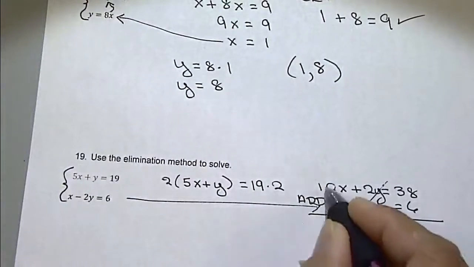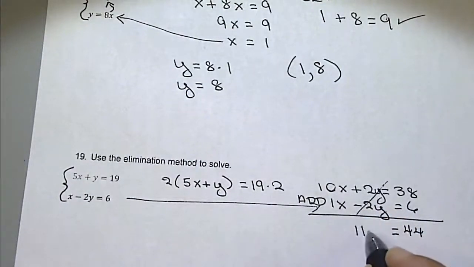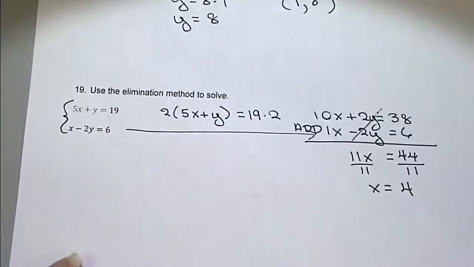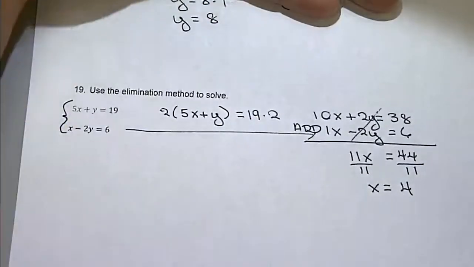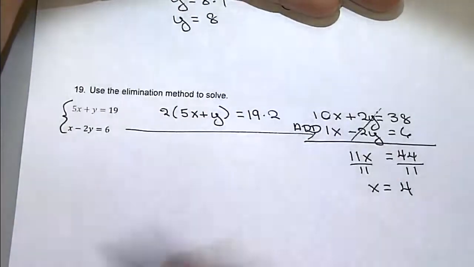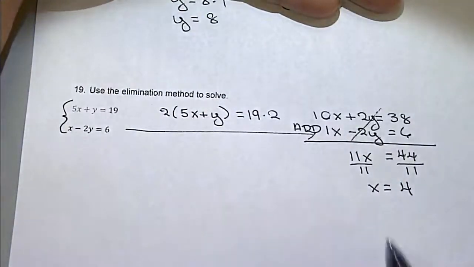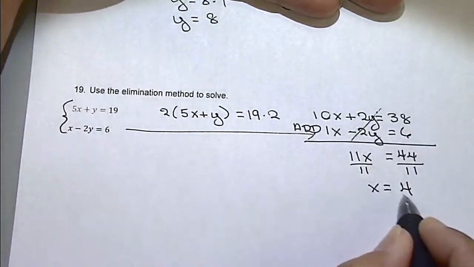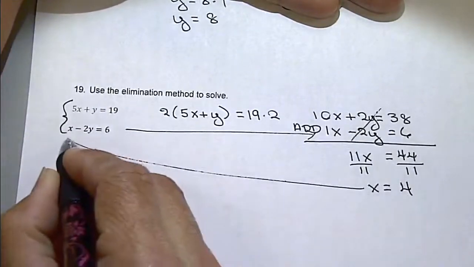Over here, I have 10x plus 1x. Well, that's 11x. Divide both sides by 11, right? And x is equal to 4. I have got my first coordinate. X equals 4. All right, so let's plug it in. It doesn't matter which equation I pick. I'm going to put it in the second one. I think it looks like the math might be easier. I'll just put this 4 in for this x.